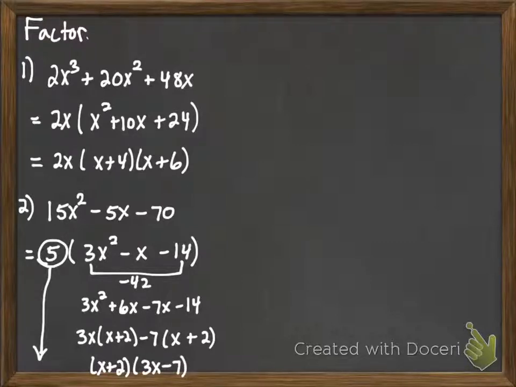And then I see my little arrow over here. And don't forget that the 5 belongs as part of the answer. So we have 5 times x plus 2 times 3x minus 7.